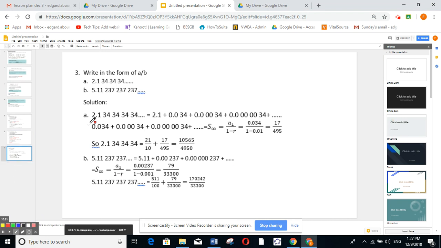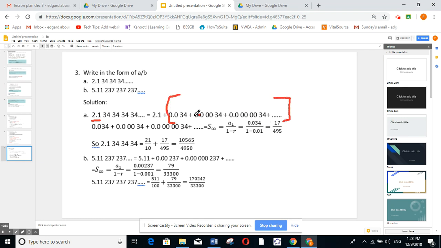The last problem, they want us to write it in the form a over b. Always when you have a repetition, what do you do? You split the repetition from the original number. So you can write this as 2.1 plus 0.034 plus 0.00034 plus 0.0000034, etc.